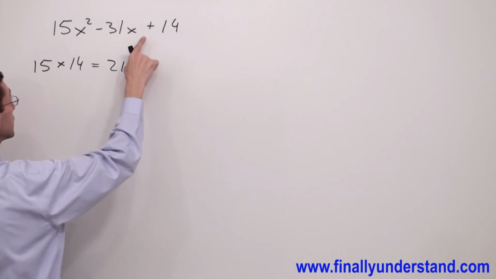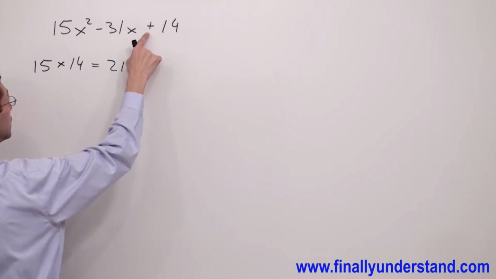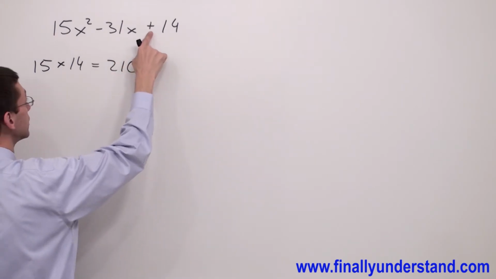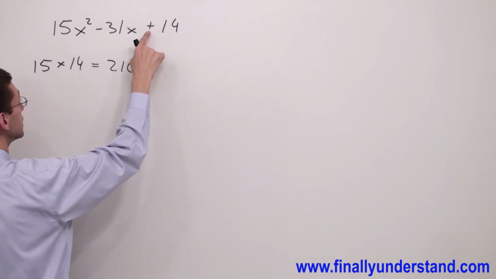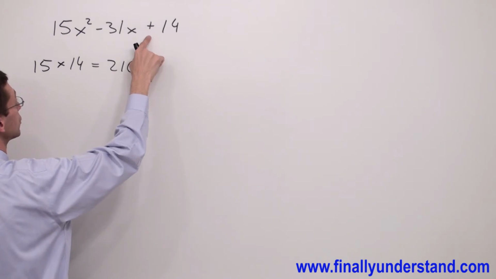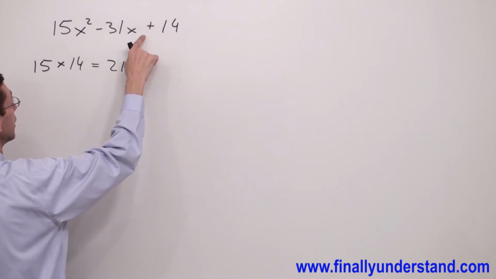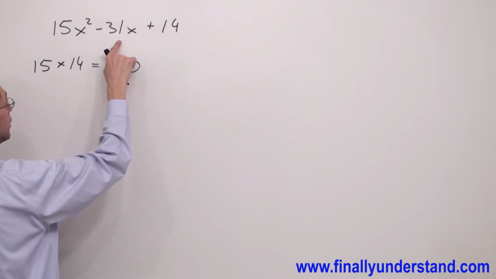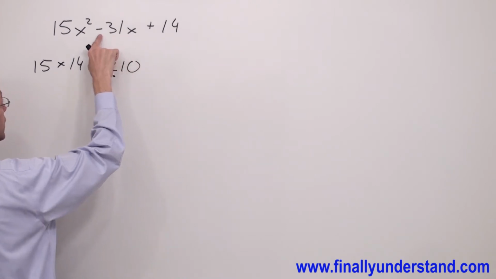Next, I have to look at the signs which are next to the third term and second term. This sign is telling me that the signs in my factors are the same. And because I have a negative sign next to the second term, it means that the signs, which are the same in my factors, are going to be negative.